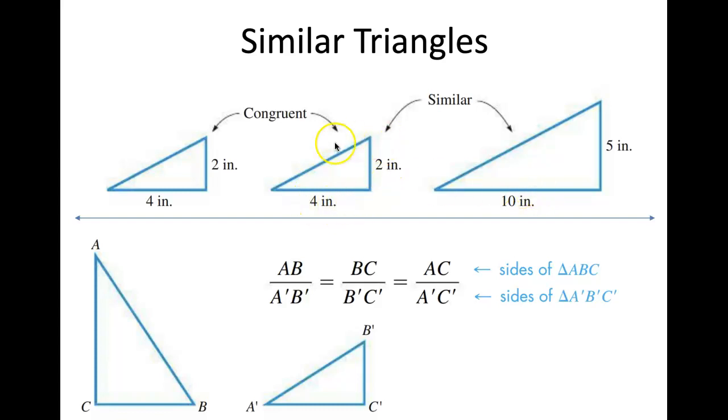It's like you've taken the smaller one here and enlarged it by a factor to get this triangle, whose sides are 10 and 5 inches. So the idea here is that 4 compares to 10 as 2 compares to 5. And they've kind of listed it over here for you as well. If you have two triangles ABC, you want to compare side AB to side A prime B prime, side BC to side B prime C prime, and side AC to side A prime C prime.